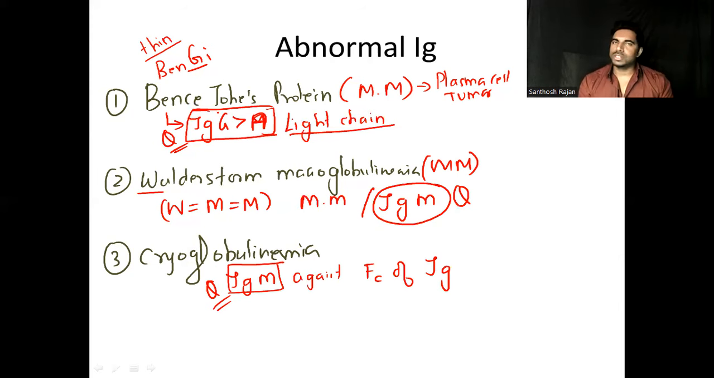So which one? IgG, IgA, and Waldenström, W and M look similar, so IgM, and cryoglobulin is also IgM. That's it. And cryoglobulinemia, you see with some infections which are very common, especially HCV. In HCV infection, this is very, very common. We studied it many times. That also can be a question asked. Okay, that's it. This is abnormal.